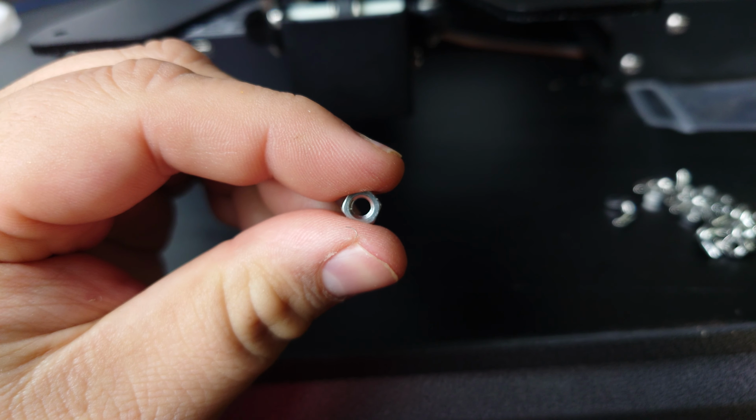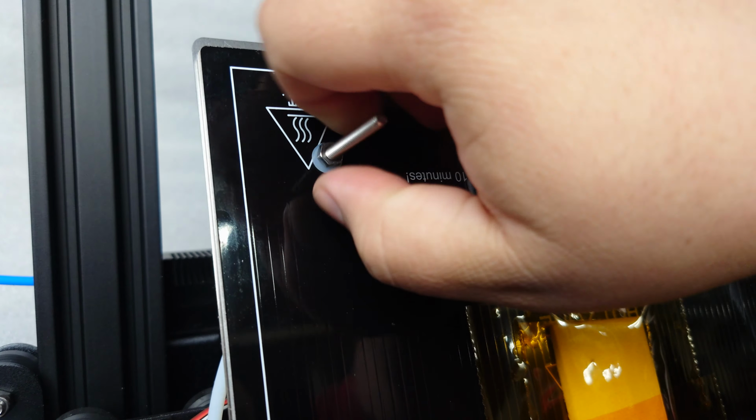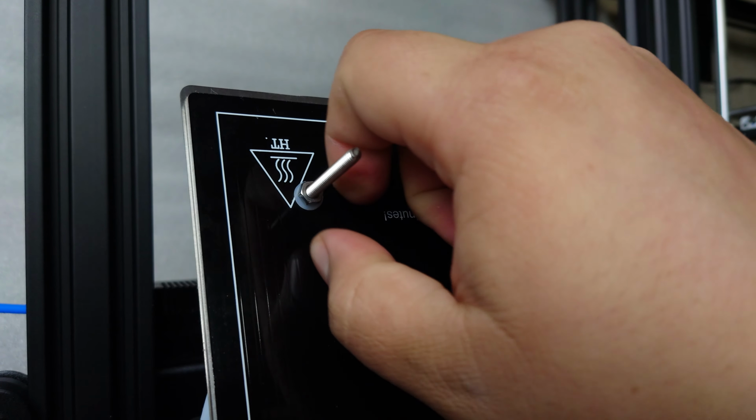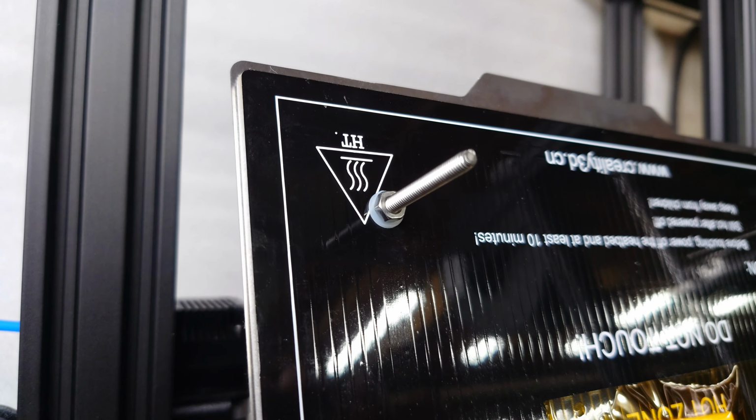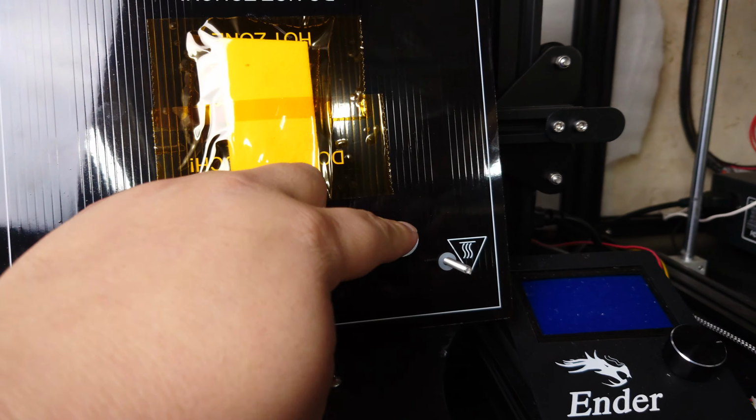Next, take one of the nuts that is supplied in the kit. Screw them over the stud. It is important that when doing this, you torque down the nut by hand as reasonably hard as you can. Be sure to do this for all four studs that protrude through the hot plate.